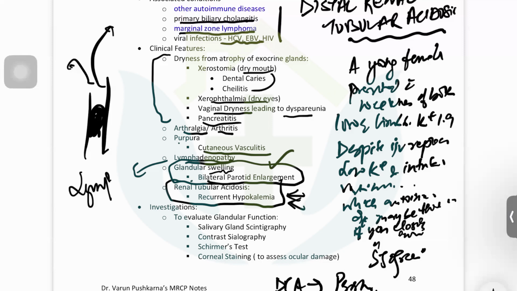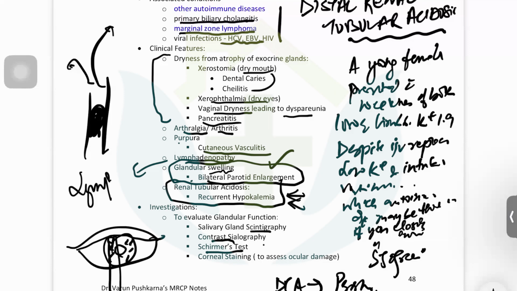Investigations, you need to check these patients for salivary gland scintigraphy, contrast sialography, Schirmer's test. Schirmer's test, you know it all. I'm just trying not to miss out on anything. So this is Schirmer's test. You put in absorbent paper under the eyelid. If it comes out wet, or the litmus paper comes out discolored, the tears are there. If not, if it comes out dry, then it is xerophthalmia. And because of xerophthalmia, there are corneal ulcerations. Hence, corneal staining is helpful.